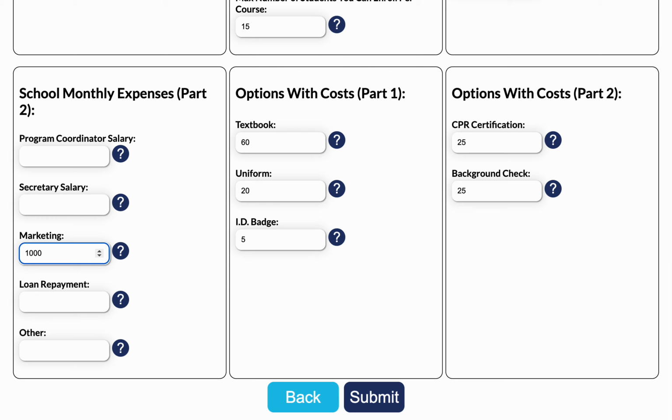All right. So secretary, how much do you want to pay a secretary per month? I highly suggest you have a secretary, even if she is part-time. I need somebody answering that phone while you're teaching. I would say about $17 an hour. You said $17 an hour? Yeah. And do you want her to work full-time or part-time? Part-time.